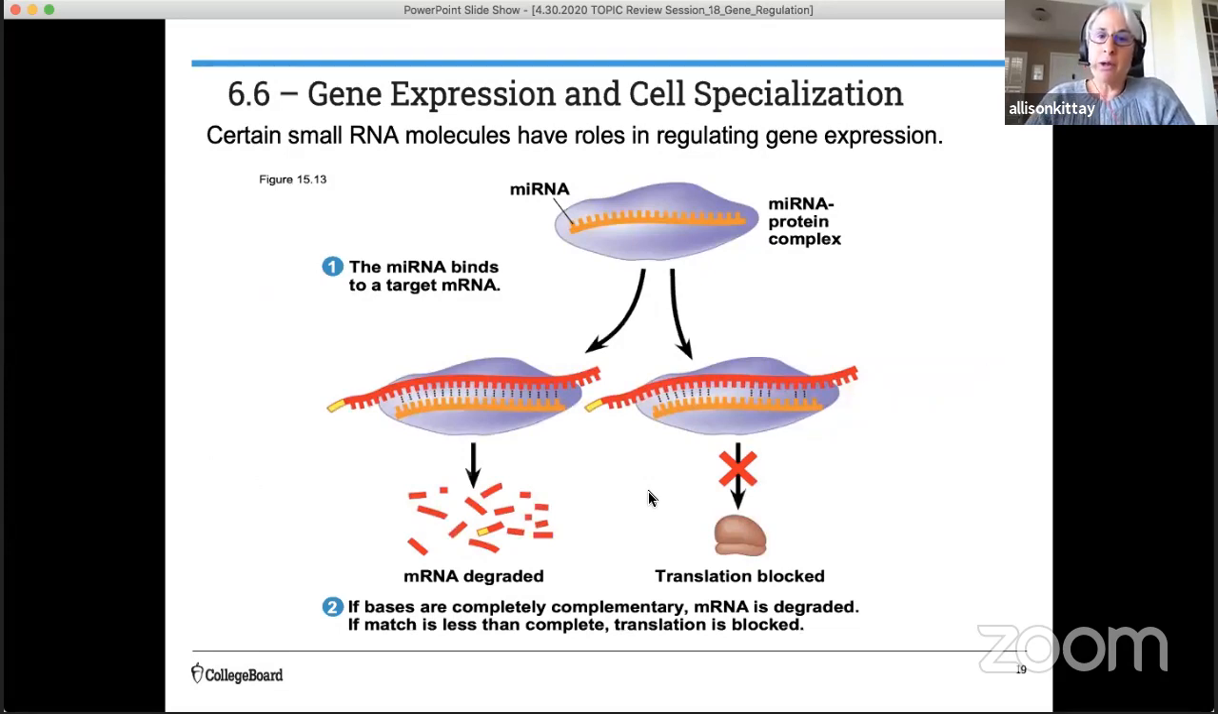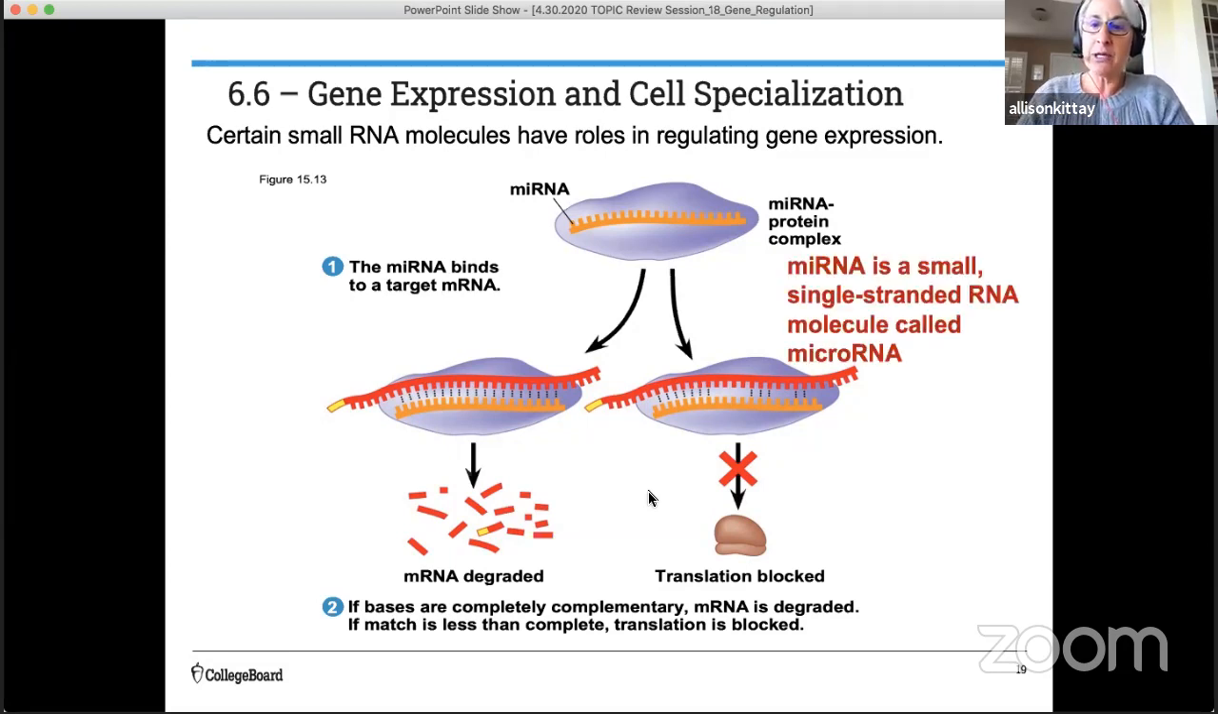There are certain small RNA molecules that have roles in regulating gene expression. These are miRNA, which stands for a small single-stranded RNA molecule called a microRNA. Okay, so we're showing it here in yellow, and this is going to be our transcribed mRNA. And we're going to actually, those miRNAs actually degrade the messenger RNA. And if the match is not as complete, so you can see here, if we're looking at the hydrogen bonds that are holding these together, translation at the ribosome will be blocked. So the miRNA has a role in breaking down the mRNA to be translated.